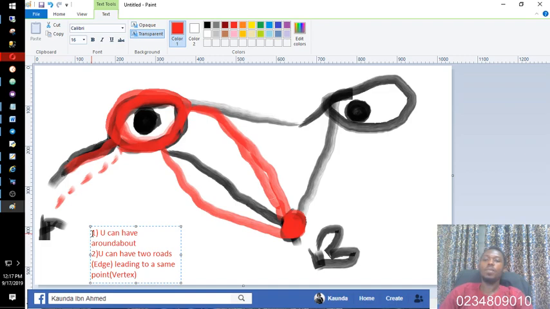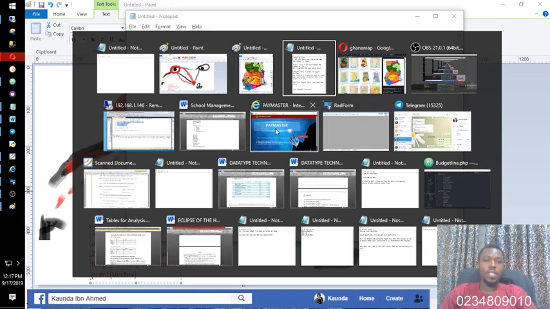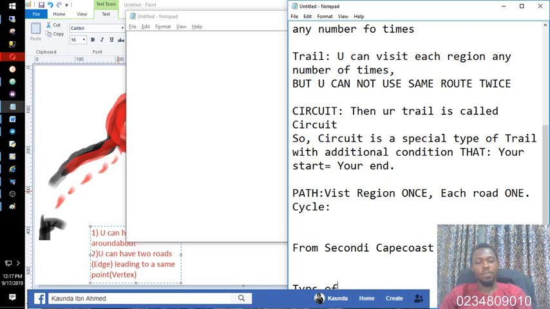With this understanding, we can move to another topic, that is the types of graphs we have.